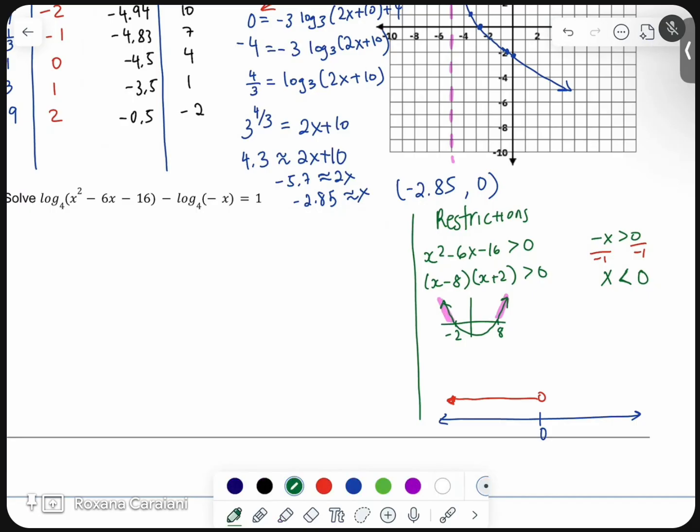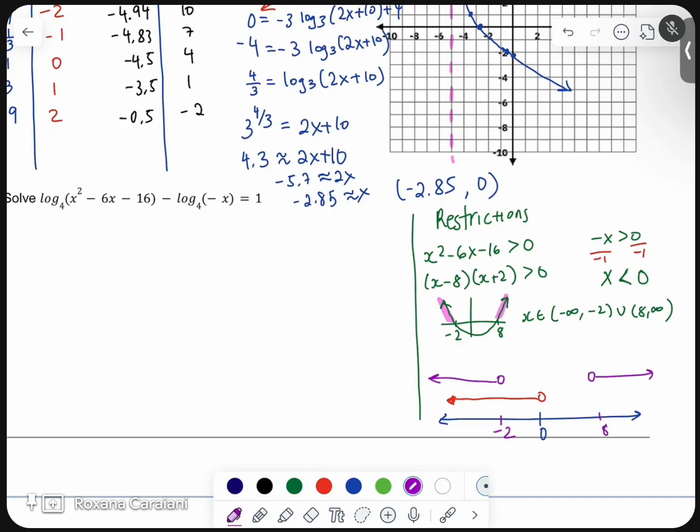And that restriction is x is from negative infinity to negative 2 and from 8 to infinity. So I'll show that on my number line. So negative 2 is here, and positive 8, let's say, is here.